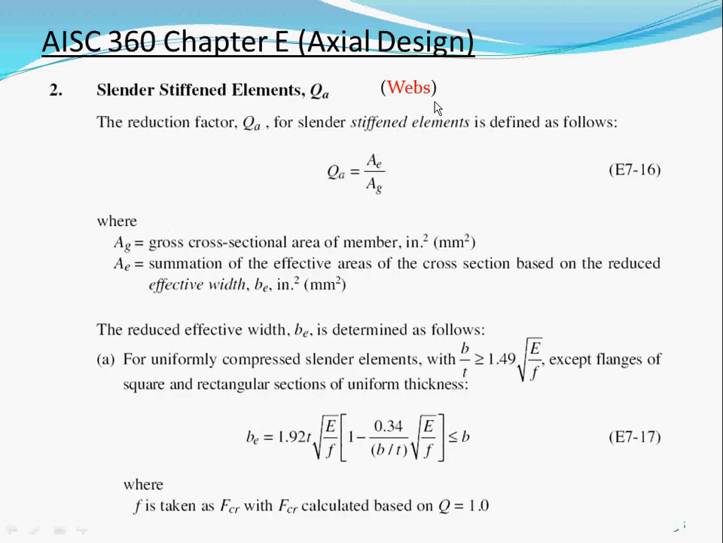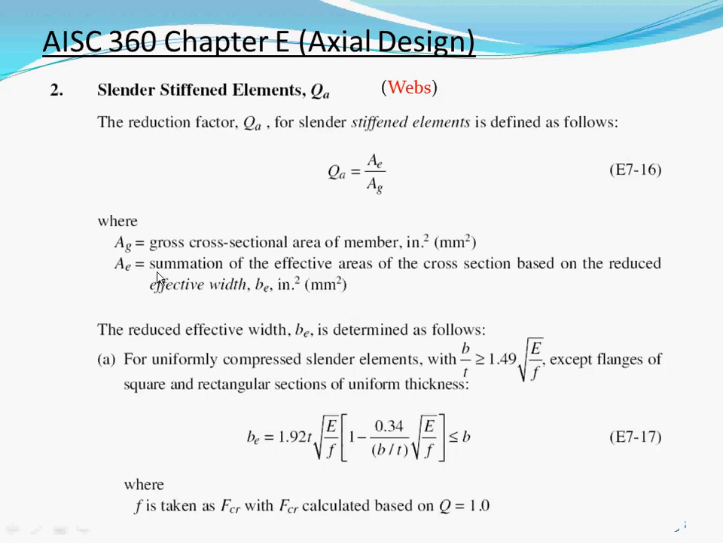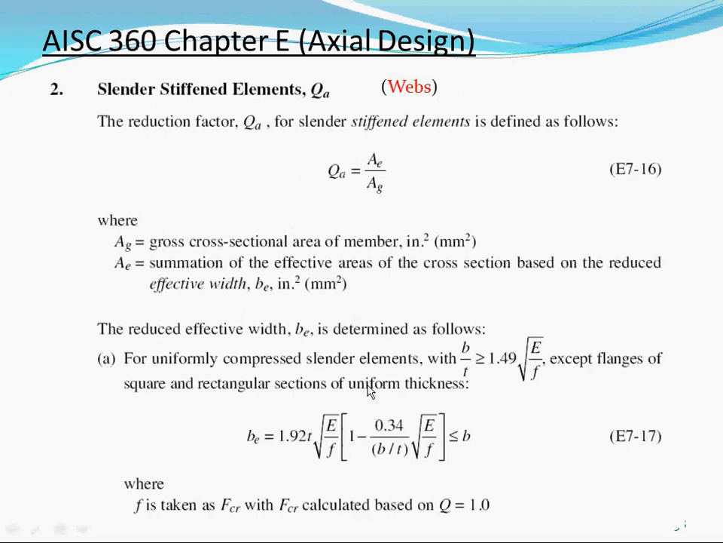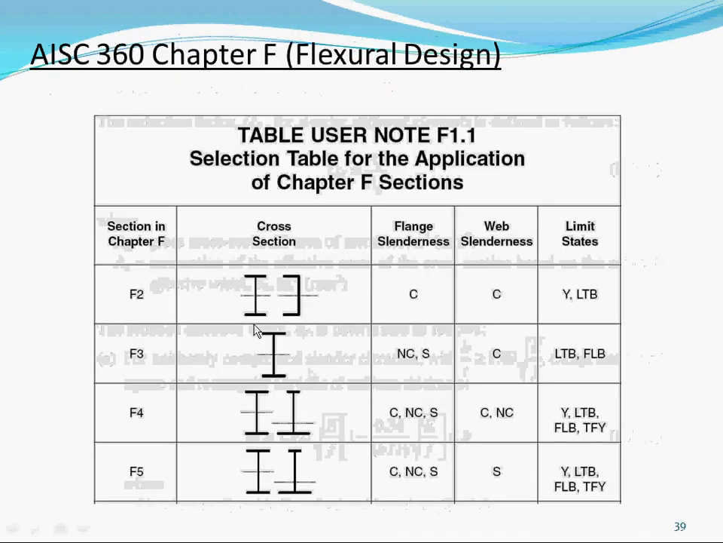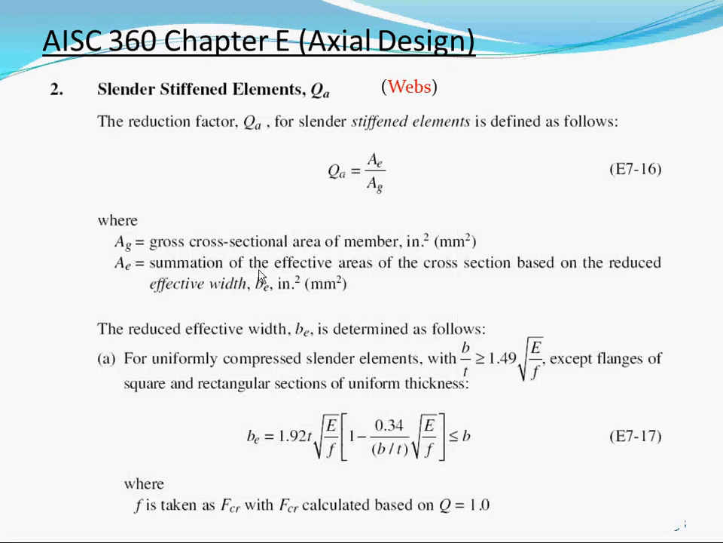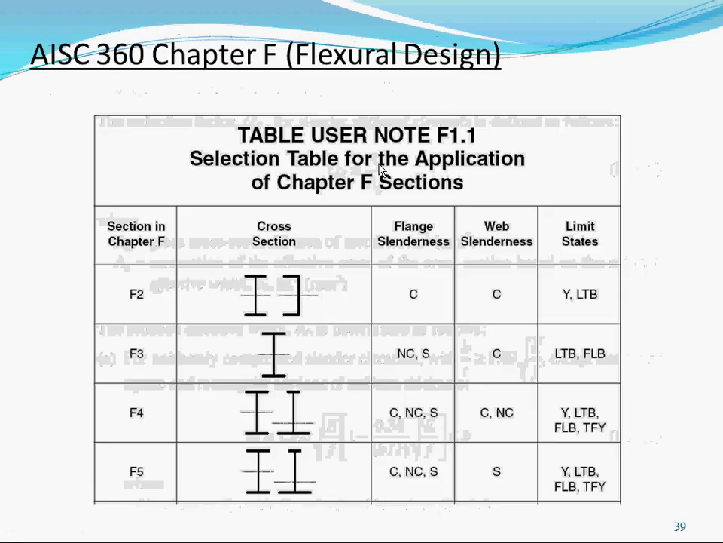The web is one that's a little bit tricky, because you have to calculate the effective area. The gross area is just from the manual. The effective area is where you actually have to calculate what B sub E would be for the different elements. So once you put in the B sub E, then you multiply by the thickness, and you get the effective area. Okay, so that's what QA and QS is.